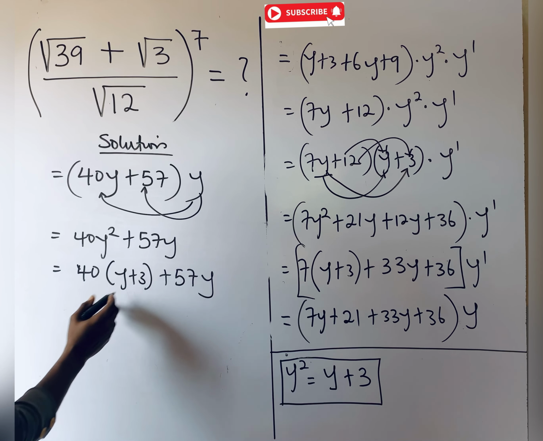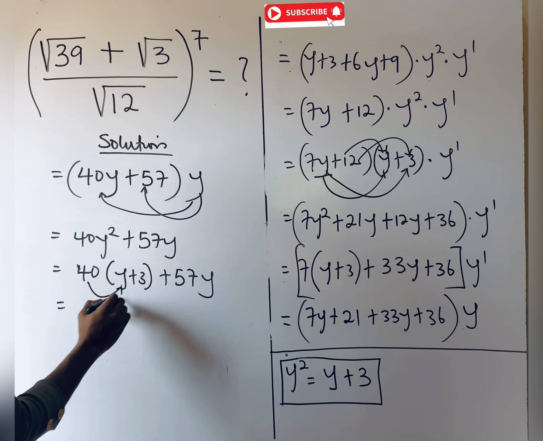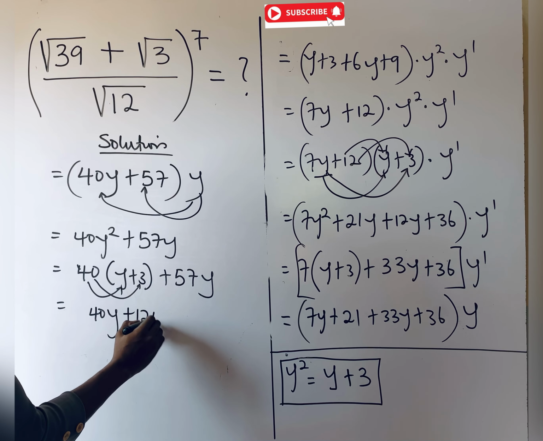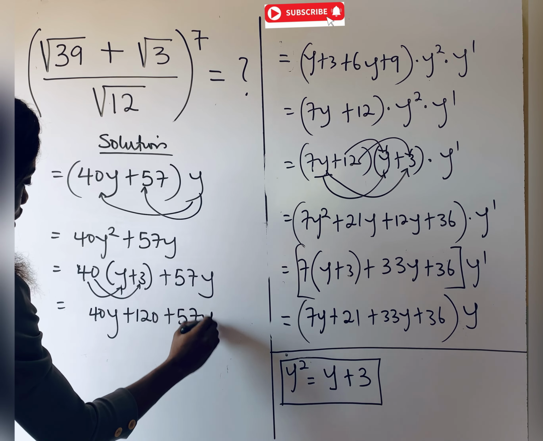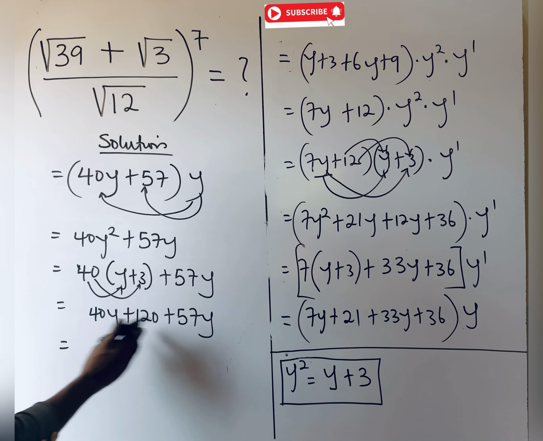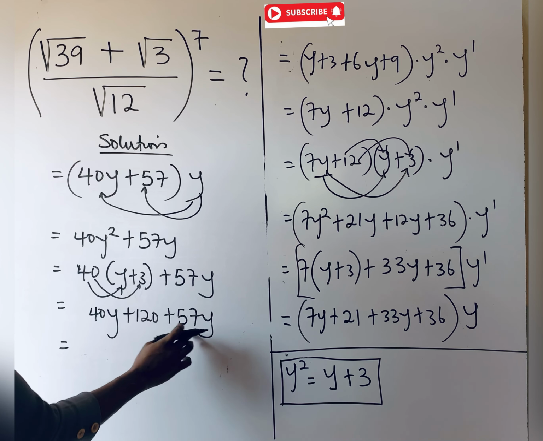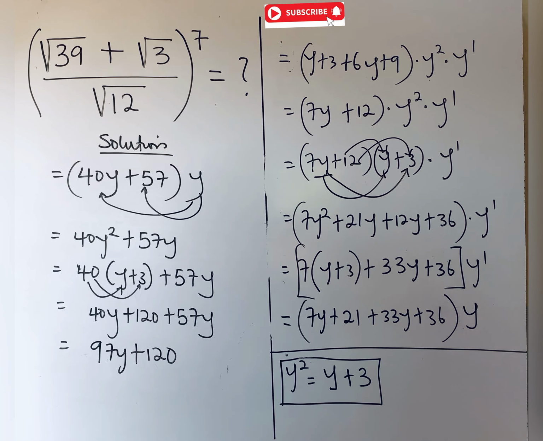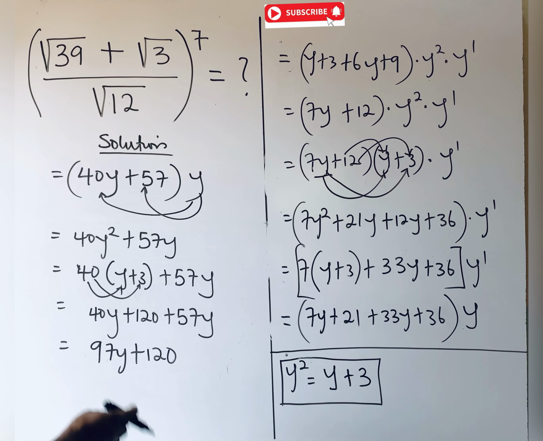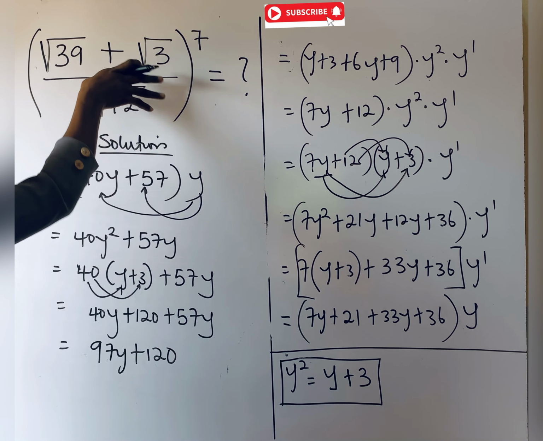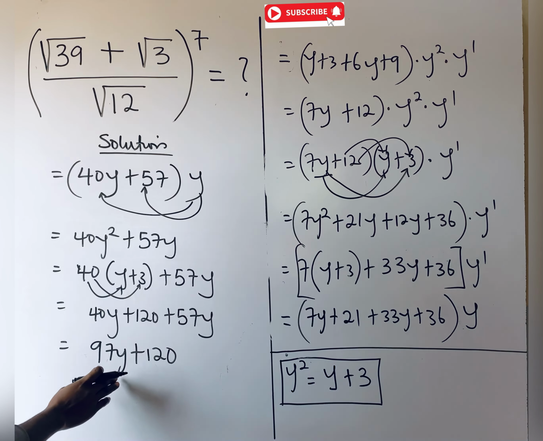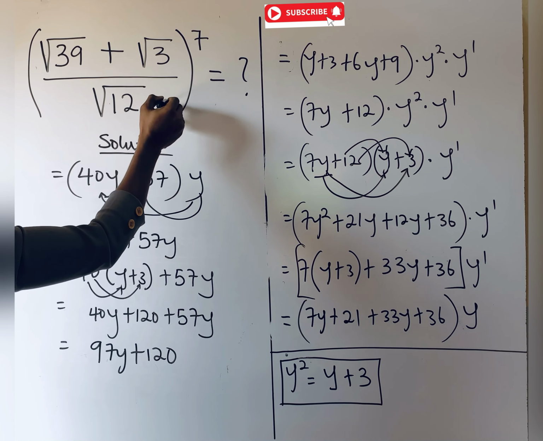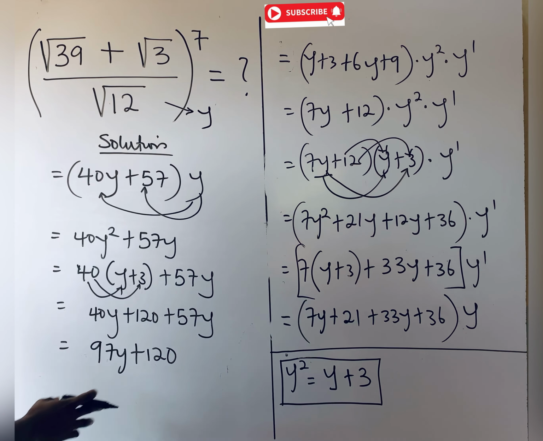So use 40 to expand. This will give us 40y. Use it here. It gives us 120 plus 57y. So you add this together. The one with y will give you 97y plus 120. But remember, you are not working with y. Originally in the question, there is no y. So you have to remember there's a place you made that your value inside is taken to be what? To be y. So let's replace it.